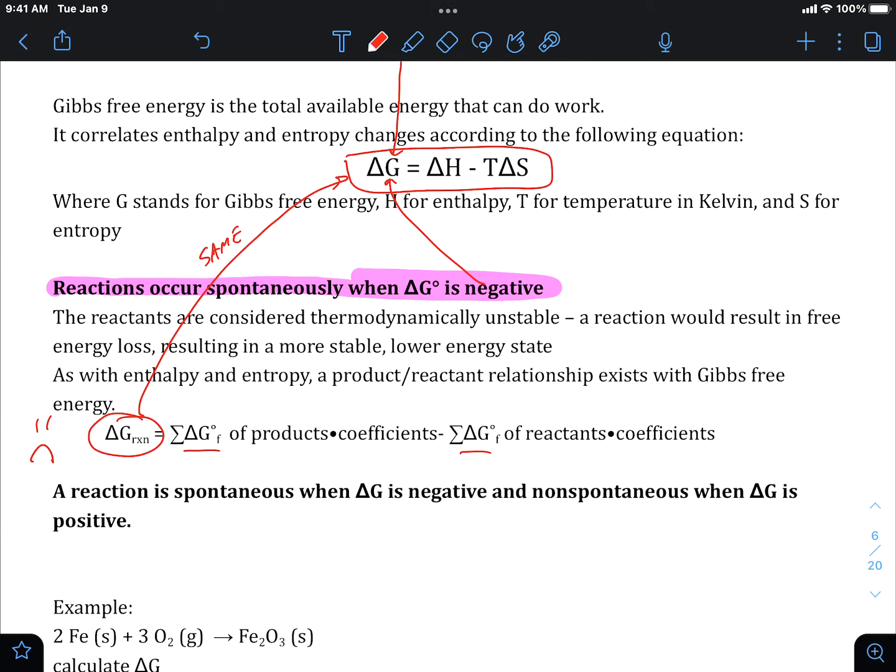Yes? What units is delta G usually? Kilojoules per mole. Okay. Yeah, kilojoules per mole. So that's a good point here.